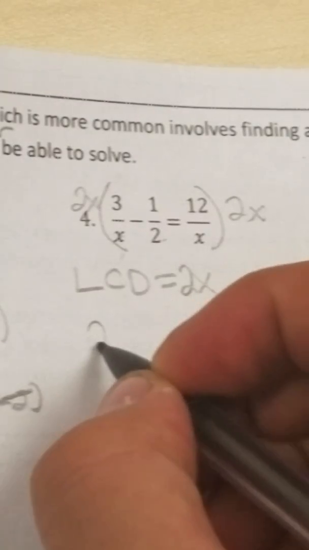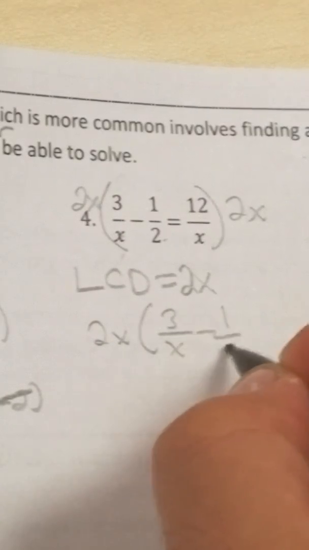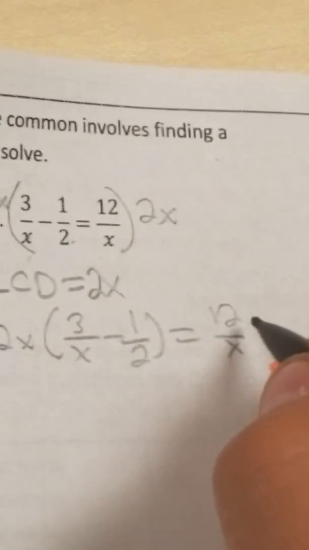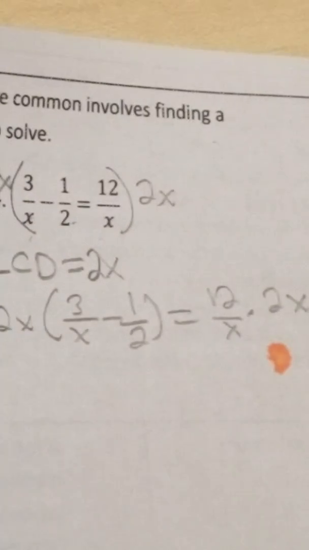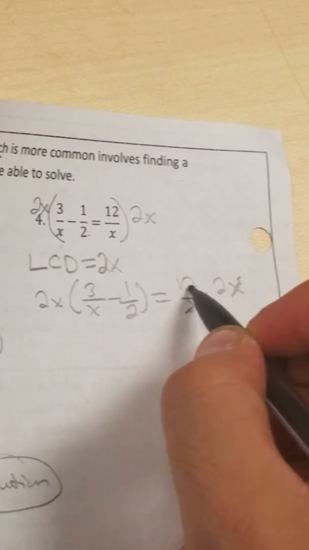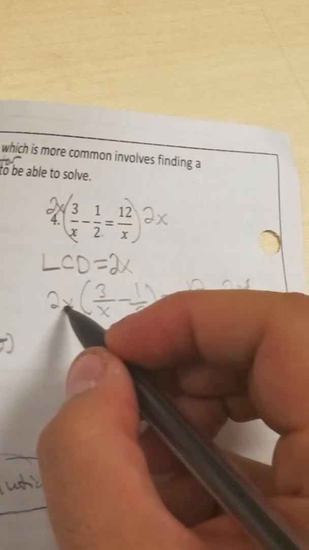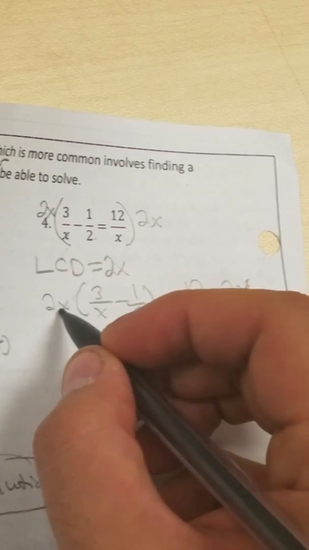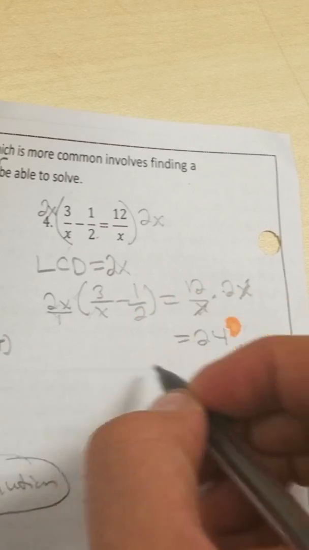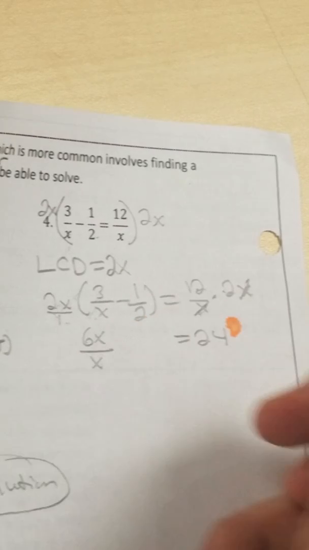Okay, so we have 2x times 3 over x minus 1 over 2 and 12 over x times 2x. All right, so the x's cancel out here. 12 times 2 is 24. Now we got 2x times this guy. So x's cancel out here, right? So 2x, so let me write it out. 2x times 3 is 6x. 1 times x is x, since there's an invisible 1 underneath the 2.